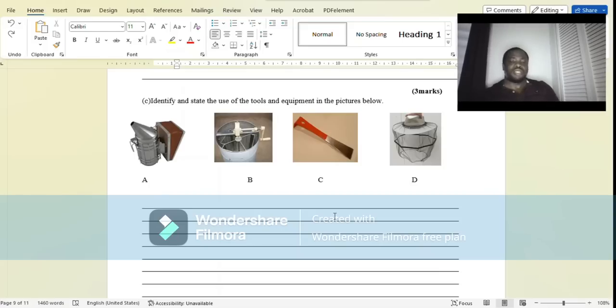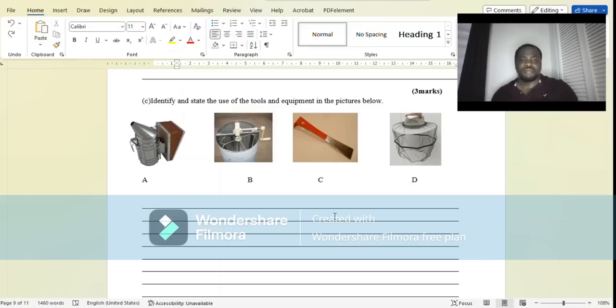The honey extractor uses centrifugal force, and this allows for the removal of the honey from the frames. We can then get it collected, and then we strain and bottle accordingly. We have the hive tool, and the hive tool is very important because these bees, as we said before, produce something such as propolis, which is like a glue substance. So you have to use the hive tool to pry the frame and remove the covers. The veil comes in different forms, that's D. You use this for protection, so it protects the apiculturist from getting stung by the bee.